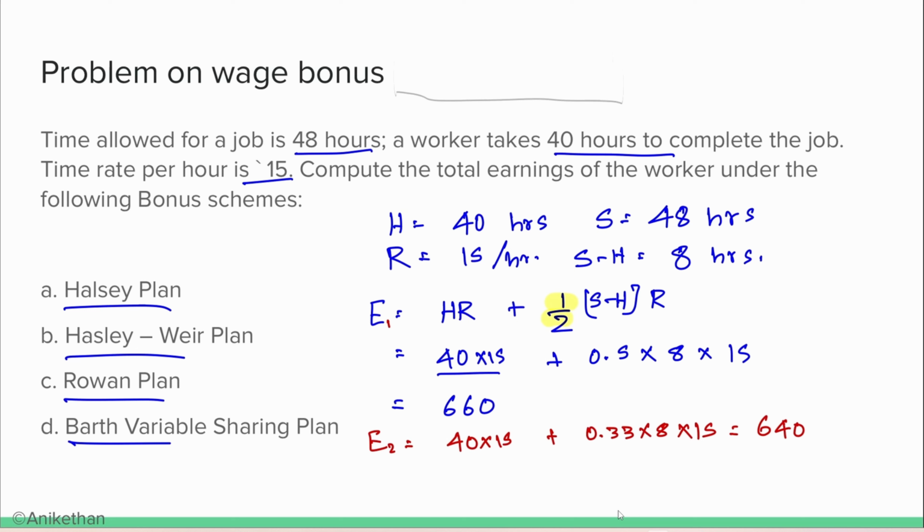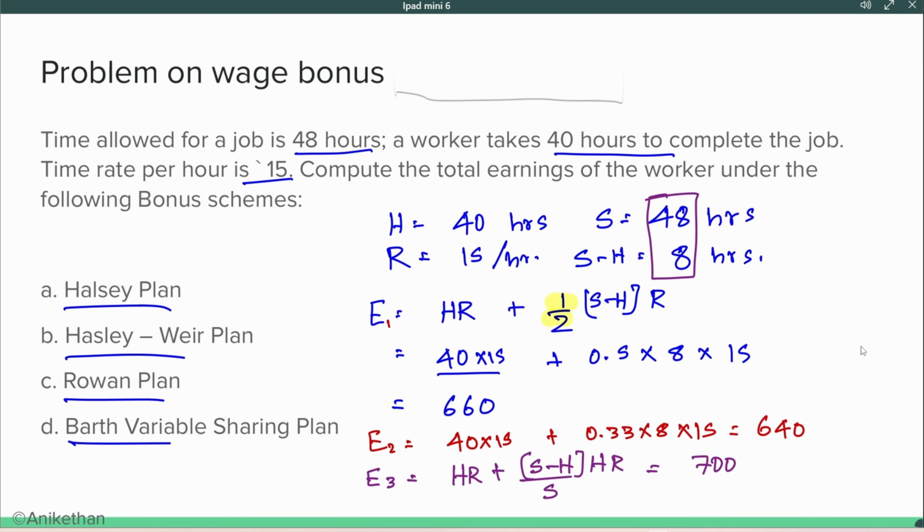Whereas it is tricky to solve the Rowan plan, you should know S minus H divided by S. So the equation for Rowan plan will be HR plus S minus H divided by S into HR. So in the S minus H divided by S, you will get 8 divided by 48, which is 1 by 6, into HR. If you substitute all the data into this equation, you will get 700.